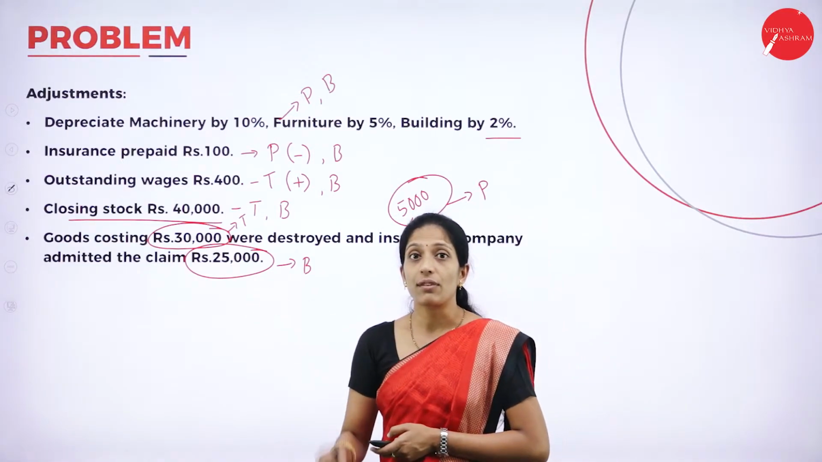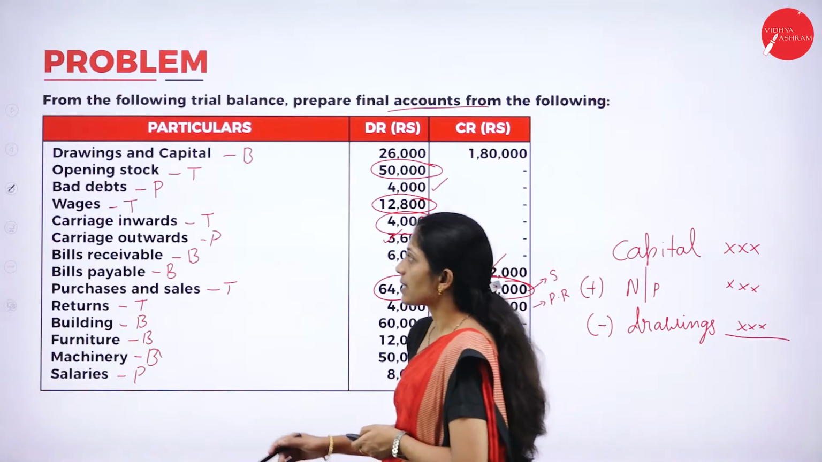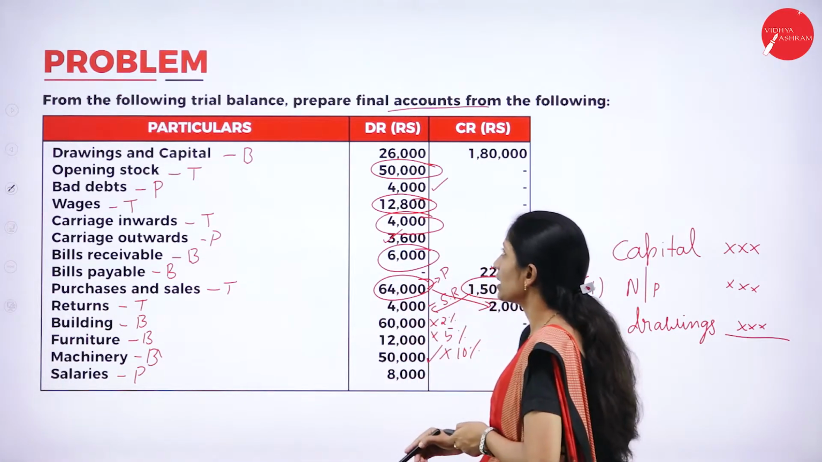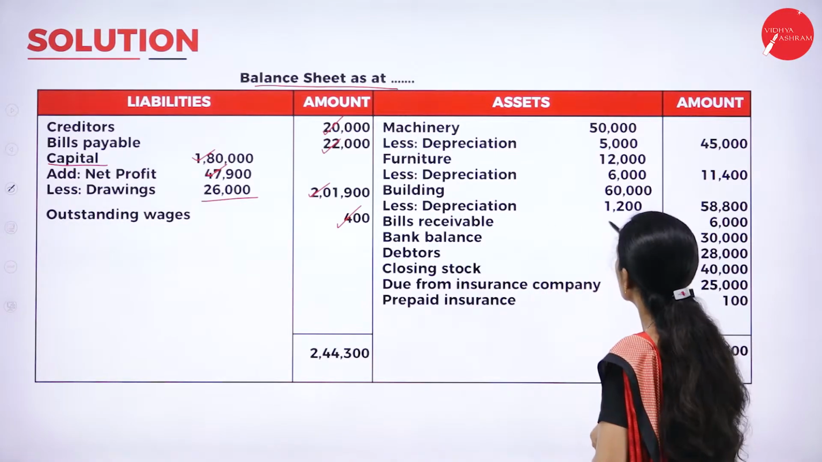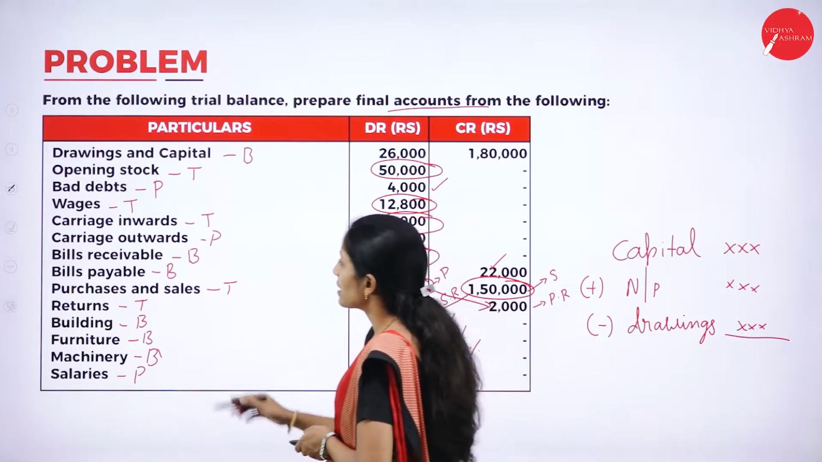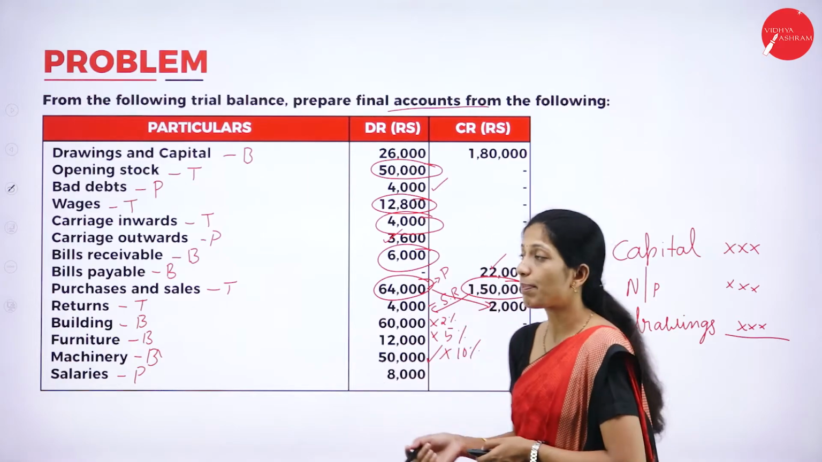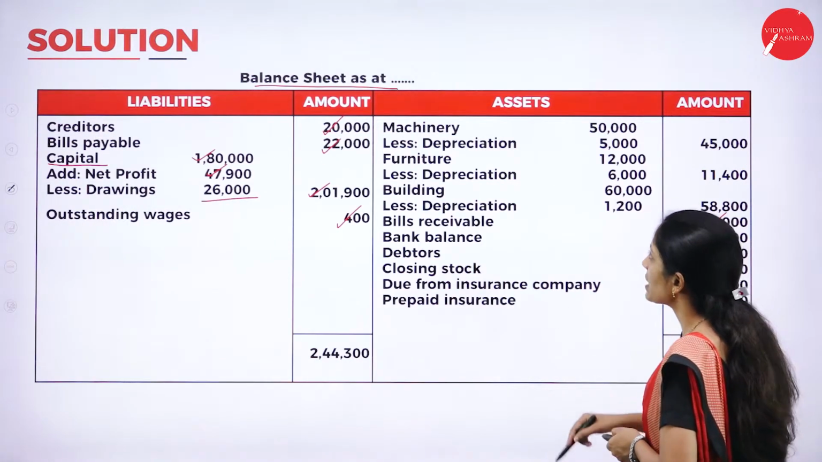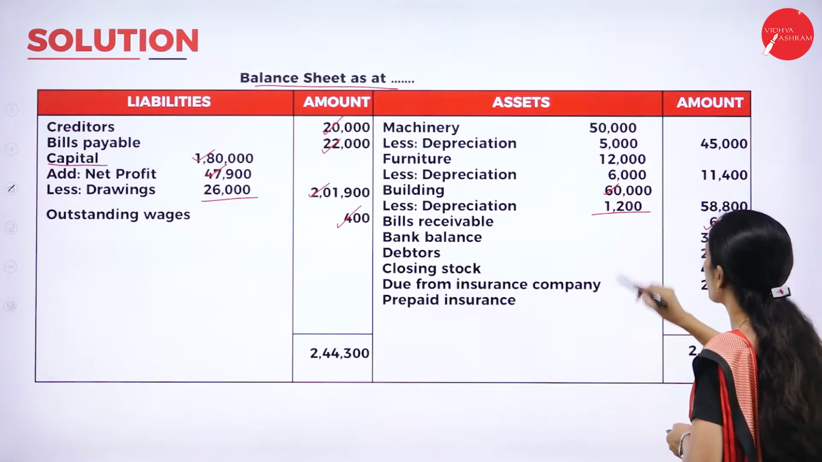Now we are done with all the liabilities. Now we shall go through the assets. So which are the assets we have to record here? Yes, bills receivable 6,000. So record bills receivable 6,000. After bills receivable, next is building 60,000, but there is a depreciation. So minus that depreciation, building is 60,000 minus depreciation 1,200.